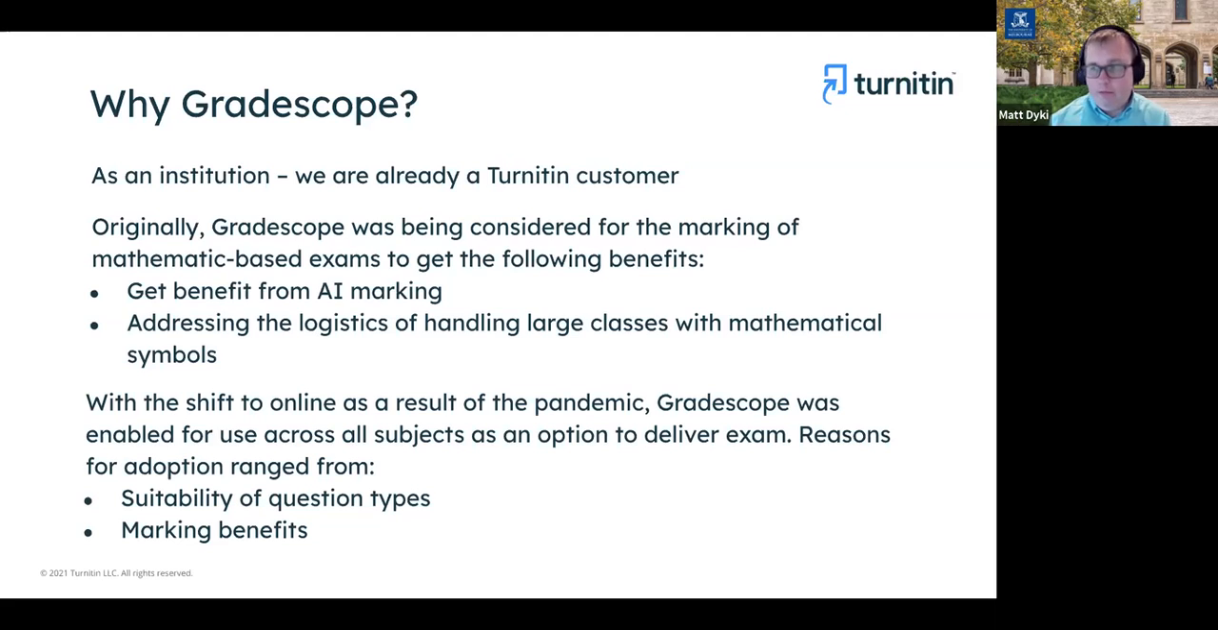With COVID-19, and if people aren't aware, Melbourne, or Victoria, is going back into lockdown tonight, we had to come up with a way to put our exams online. So Gradescope was adopted across the university as one of the options that academics like myself had access to deliver the exams. Different academics adopted Gradescope for different reasons. Some of it was suitability of question type. So Gradescope can be quite flexible with the type of questions you ask, particularly with that scan and upload option. There's really no limit to the type of question you can ask. And for me, the main reason why I adopted Gradescope was possible marking benefits, which I'll talk a bit more about in depth.